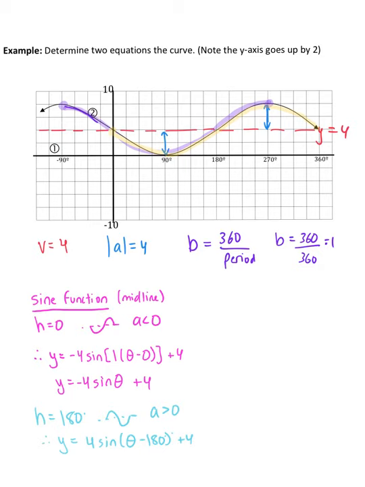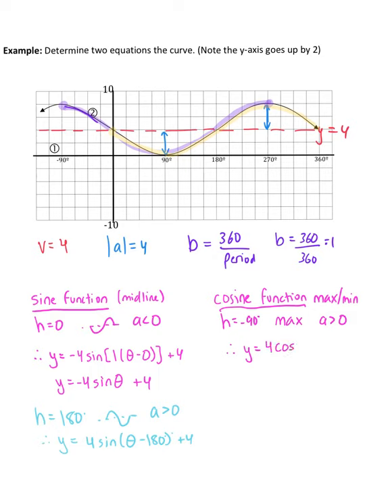Now to model with a cosine function, we are looking for the maximum or minimum value on that curve. So we can see that there's a maximum value at -90 degrees. So that means h is -90. Because that is a maximum value, that means the a value is positive. It is greater than 0.